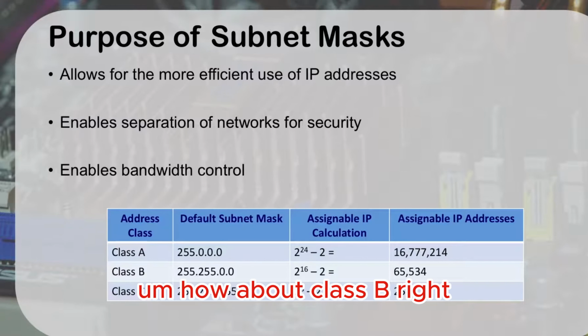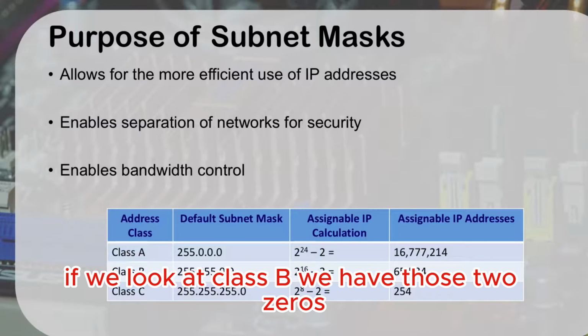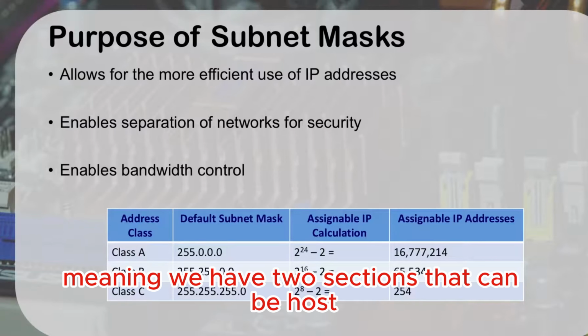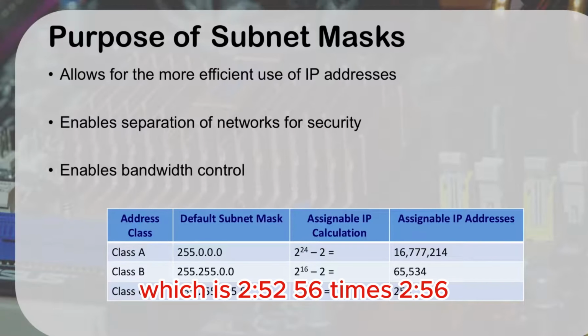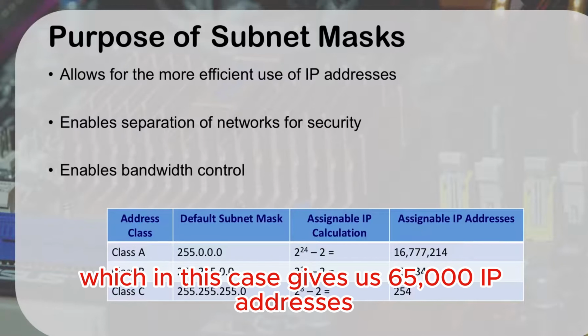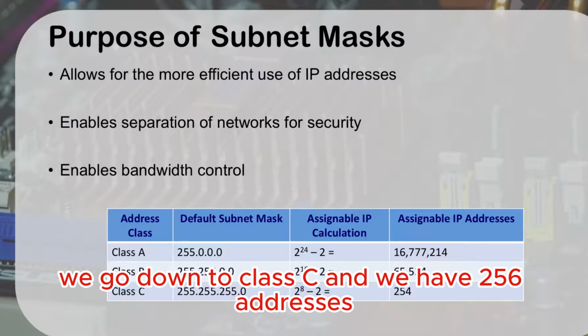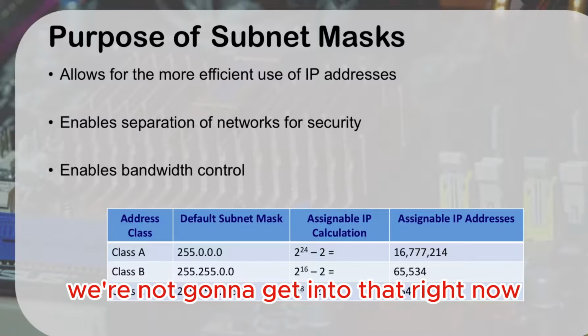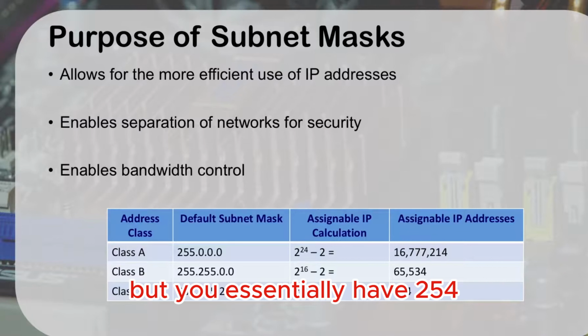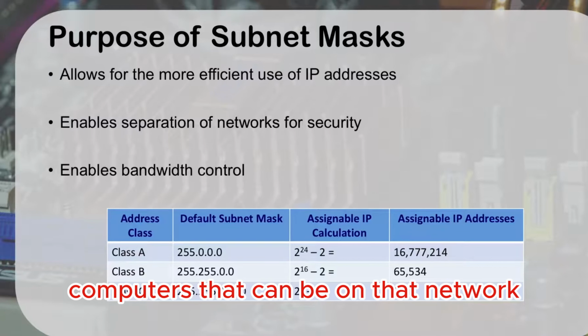How about Class B, right? If we look at Class B, we have those 2 zeros, meaning we have 2 sections that can be hosts, which is 256 times 256. Which in this case gives us 65,000 IP addresses. Still a rather big network, right? We go down to Class C, and we have 256 addresses. 2 of them aren't usable. We're not going to get into that right now. But you essentially have 254 computers that can be on that network.